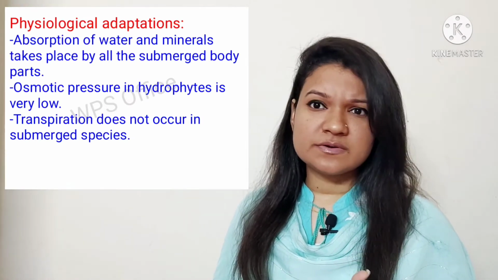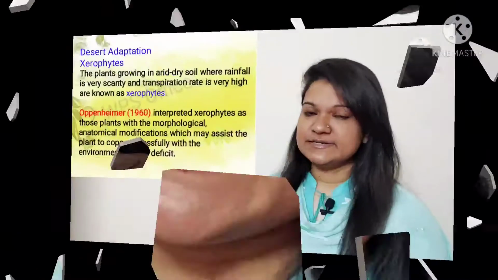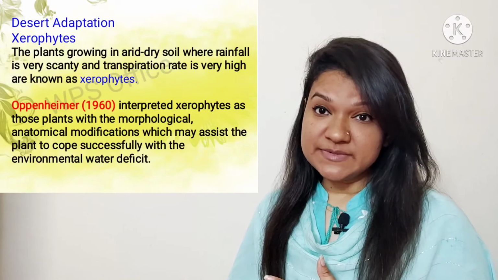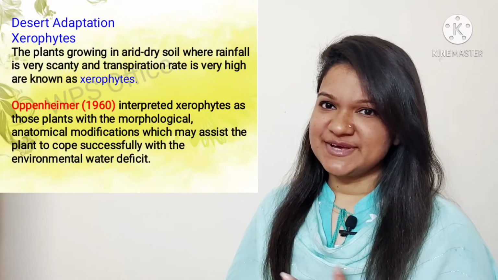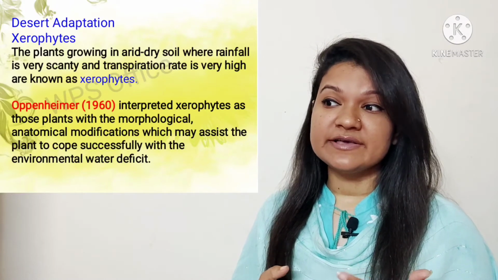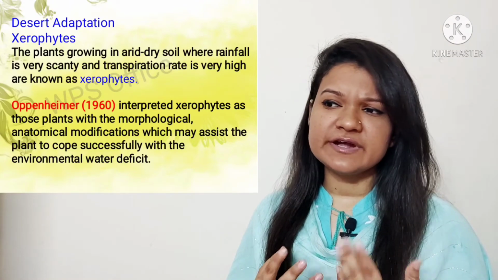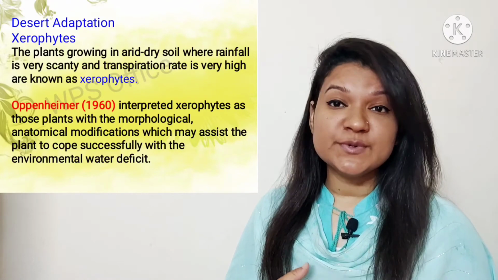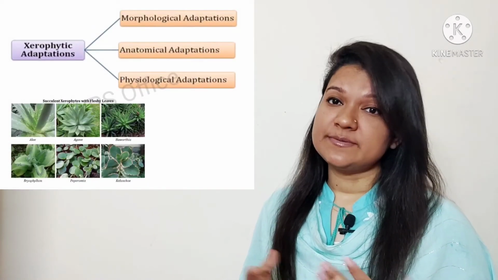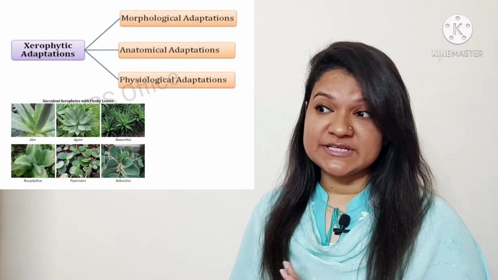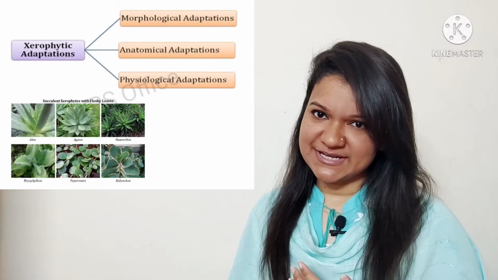Transpiration does not occur in submerged species. Now I will describe the desert adaptations or xerophytes. The plants growing in arid, dry soil where rainfall is very scanty or low and transpiration rate is very high are known as xerophytes. Xerophytic adaptation also has three types: morphological adaptation, anatomical adaptation and physiological adaptation.